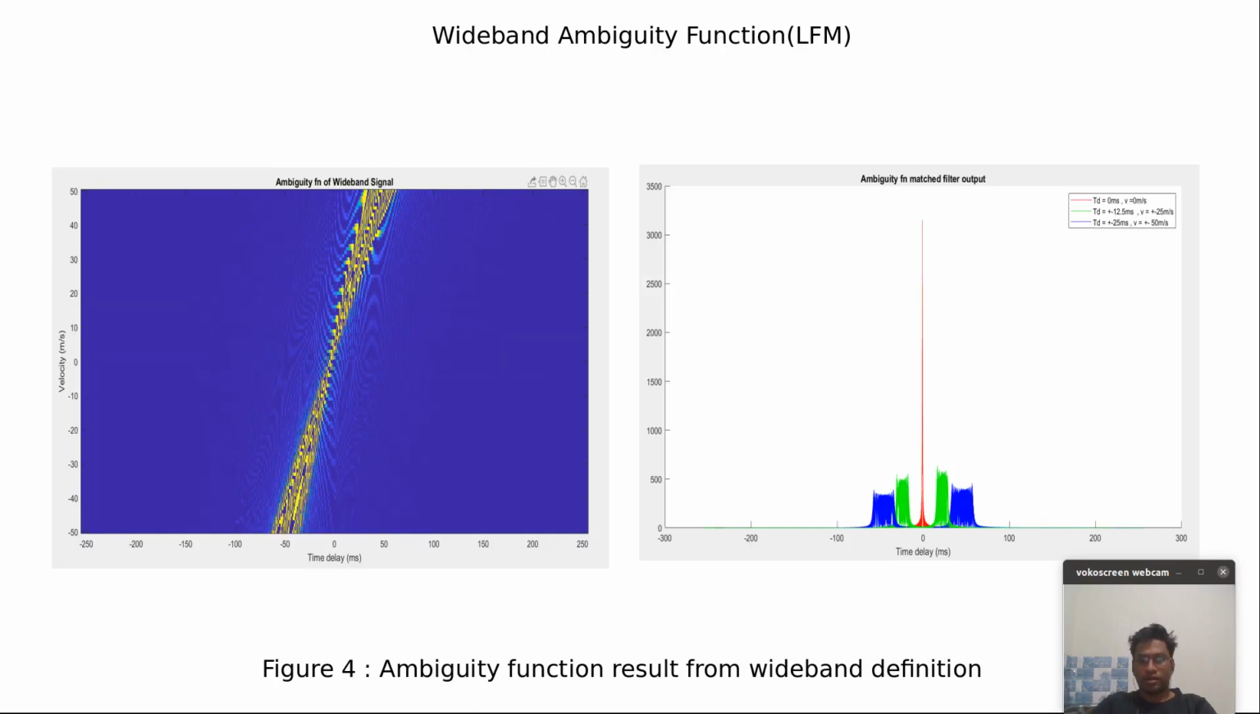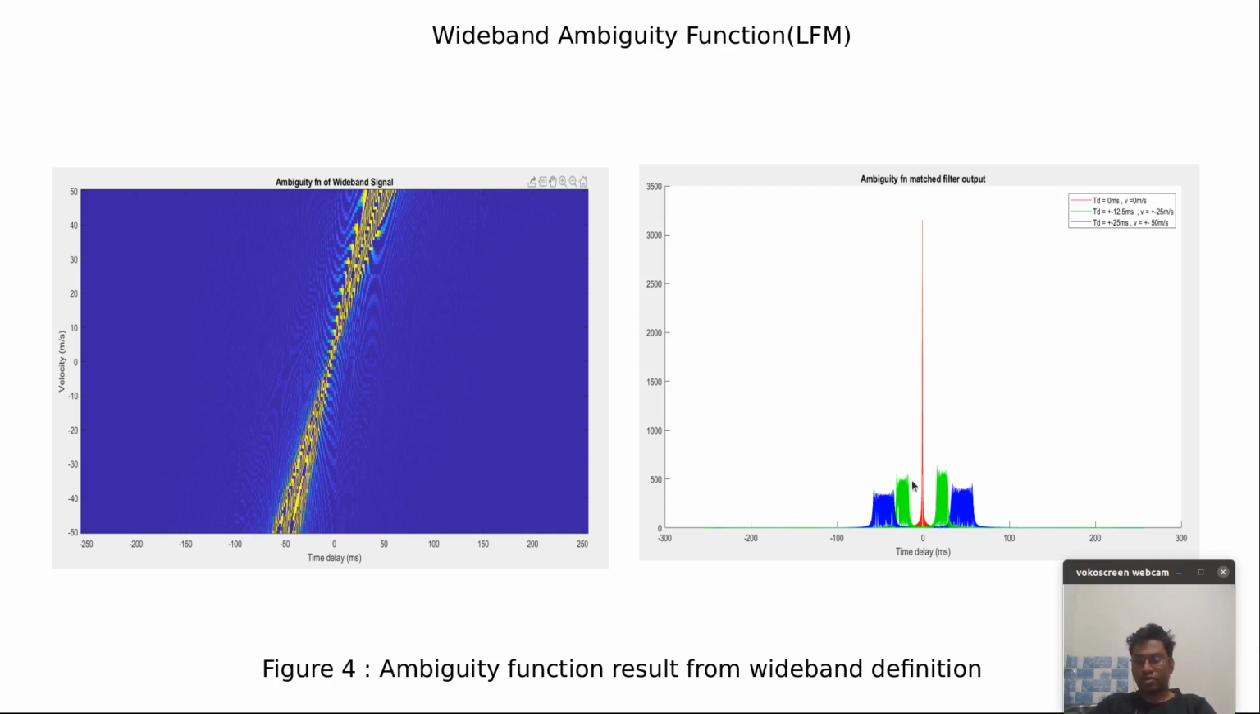A similar observation was done with this wideband ambiguity function definition, and what we observed is for time delay of 0 and velocity, that is the radial velocity in wideband case, 0 milliseconds, 0 meter per second, we get a maximum matched filter peak. Then when we added a time delay, this peak is getting shifted, but due to the compression or expansion happening in the signal, we are not getting the peak as a peak, rather it is getting spread out.